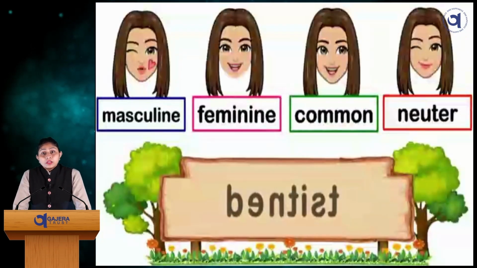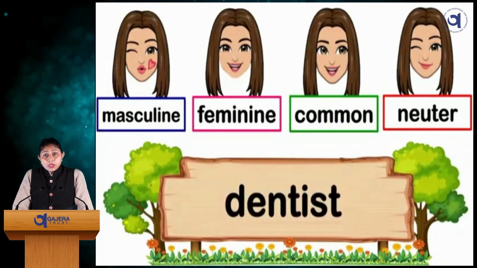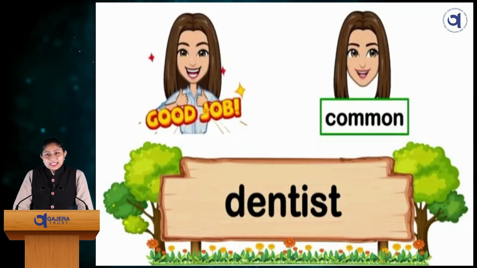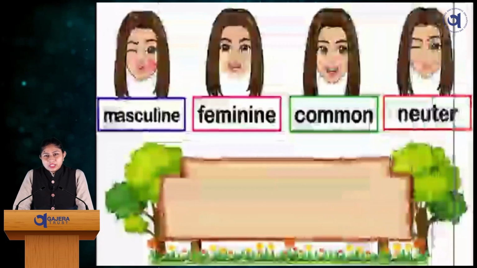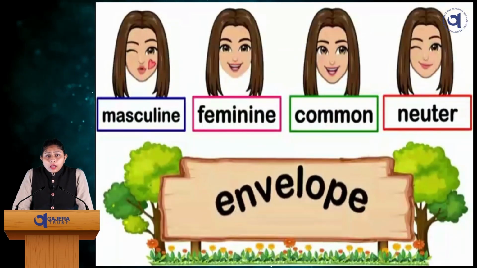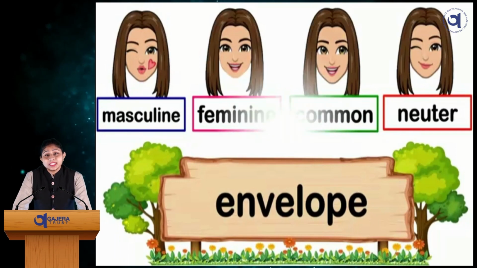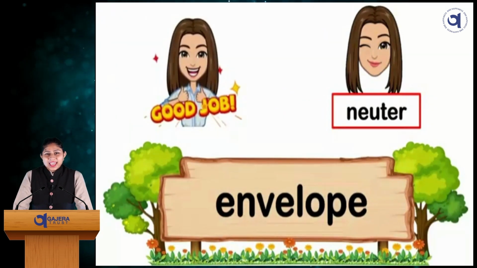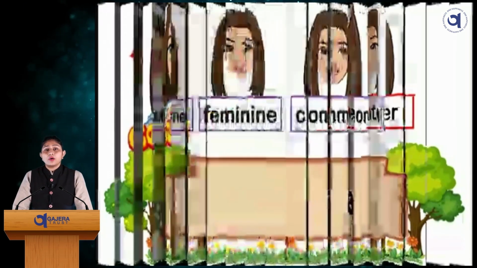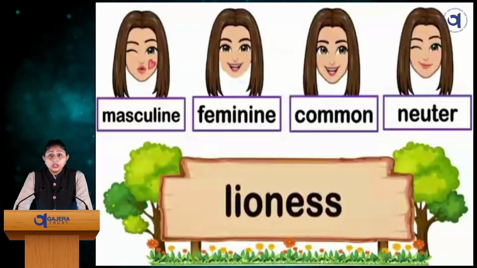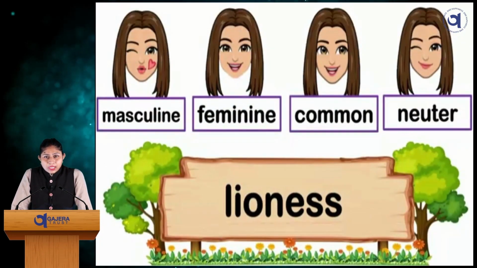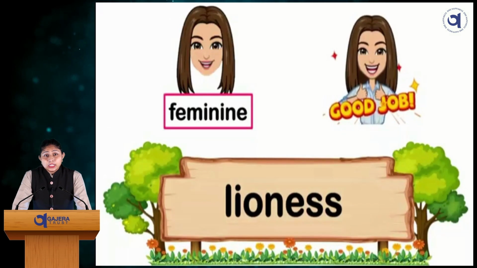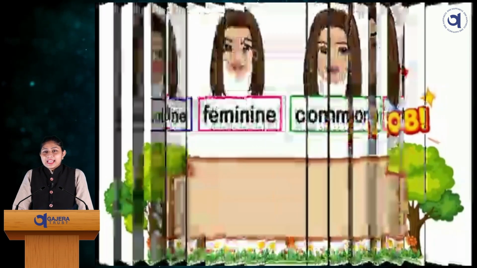After that, dentist. Dentist may be a boy or maybe a girl, so it is a common gender. Excellent job. Then after that, envelope. That is neuter because that is a non-living thing. Good job, students. Now, let's take some more examples. Lioness. Lioness comes in feminine gender. Excellent job. All of you are doing very well.